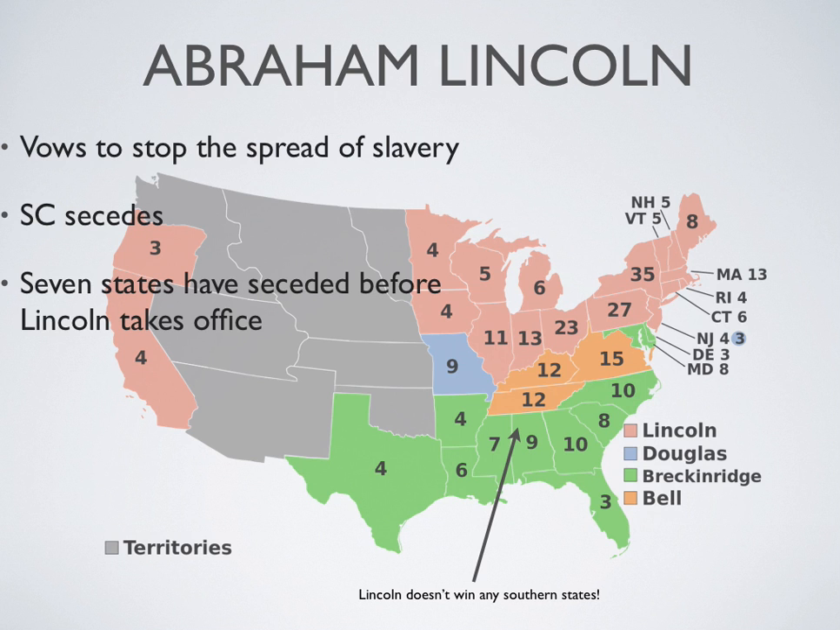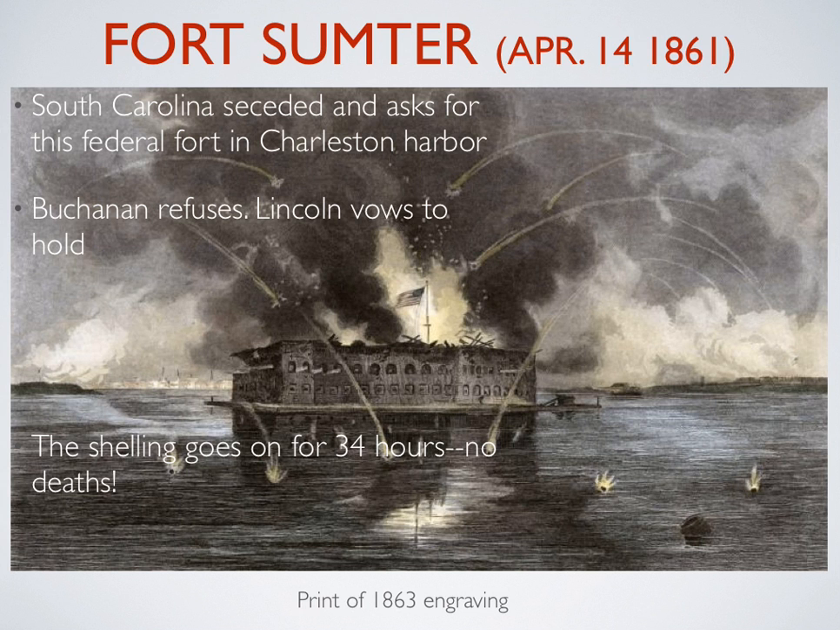7 states have seceded before Lincoln sits in office, and eventually, when Lincoln tries to hold on to federal land in South Carolina, the war begins. South Carolina opens fire on a Union, or in this case, a U.S. fort in Charleston to try to take it because they seceded. And the white flag comes up from this fort from Major Anderson, who would be the U.S. or Union general here. And these are the first shots of the war in April 14th of 1861.